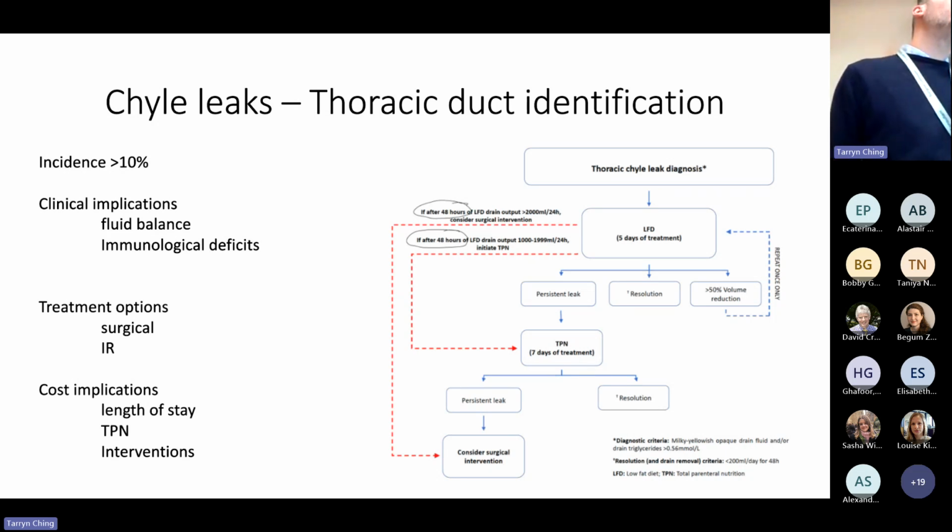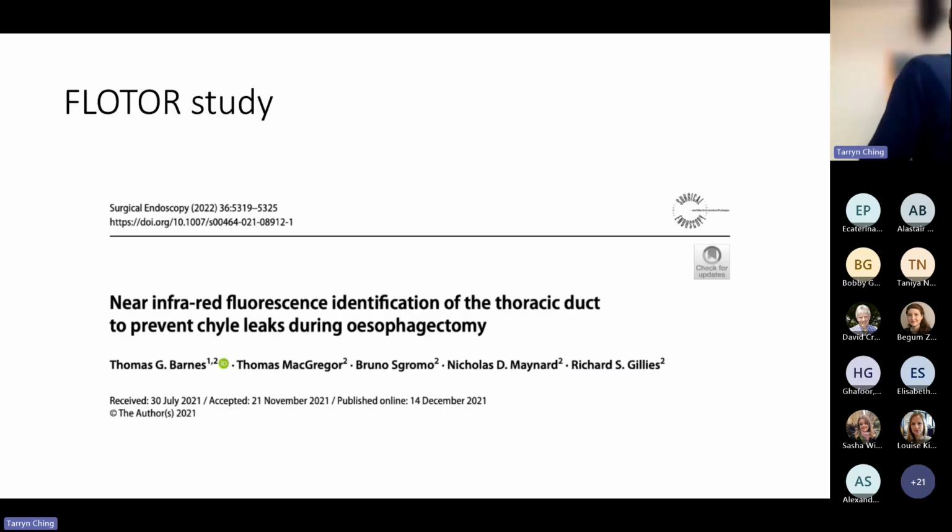And on the right, you will see our chyle leak pathway, that has been developed at the same time as the FLOTTER study. You can see we always have a diagnostic test that is the dose of triglyceride in the chest drain fluids. We go through at least a 5 day trial of low-fat diet. Then if there is persistent leak, we switch to TPN. But if a patient has more than 2 liters a day from the beginning of the operation, then we always consider intervention at the beginning.